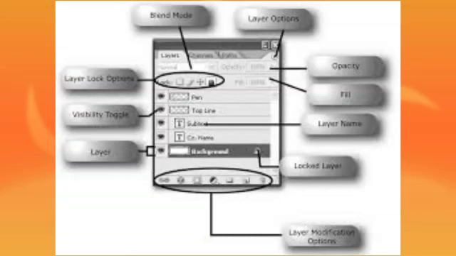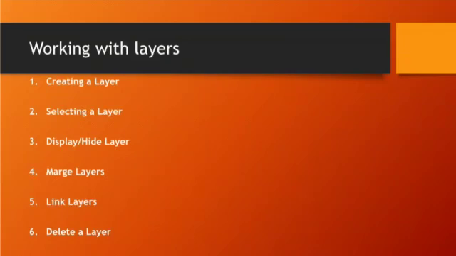Then we can go on to working with layers. The options in the Layer menu and layer palette in Photoshop are used to work with layers. Some of the tasks that can be done using layers are creating a new layer, selecting a layer, displaying or hiding a layer, merging layers, linking layers and deleting layers. These different tasks are performed by the layer palette or the Layer menu.